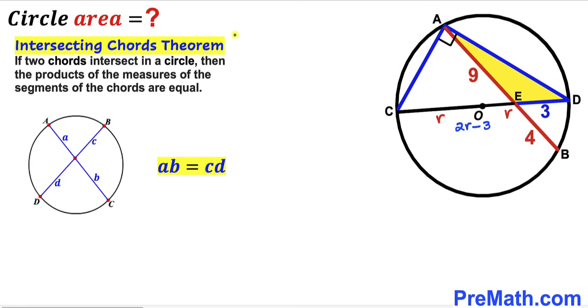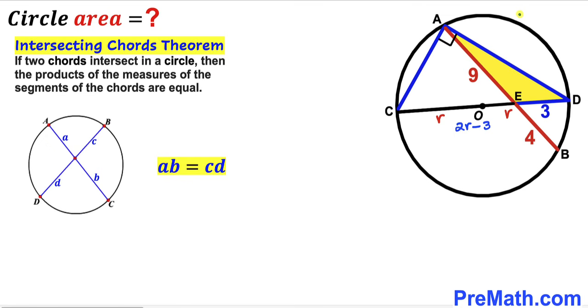So therefore we are going to recall the intersecting chords theorem. According to this theorem, if 2 chords intersect in a circle, then the products of the measures of the segments of the chords are equal, as you can see in this given diagram. And here we can see we got these 2 chords AC and BD, and they intersect each other. And as a result, we end up with these segments a, b, c, and d respectively, such that the product of a times b is going to be equal to c times d, as you can see in this given equation.